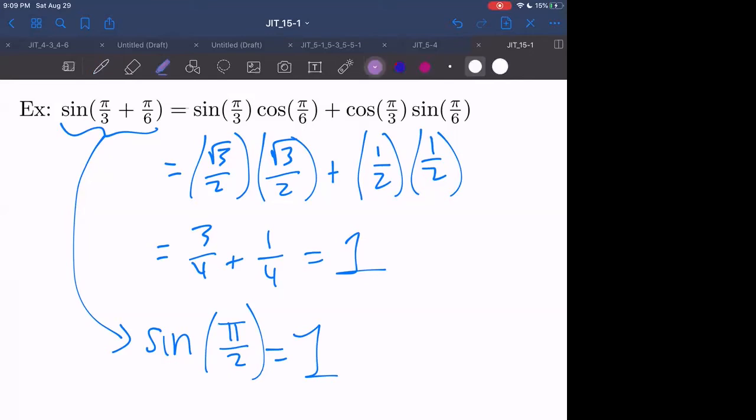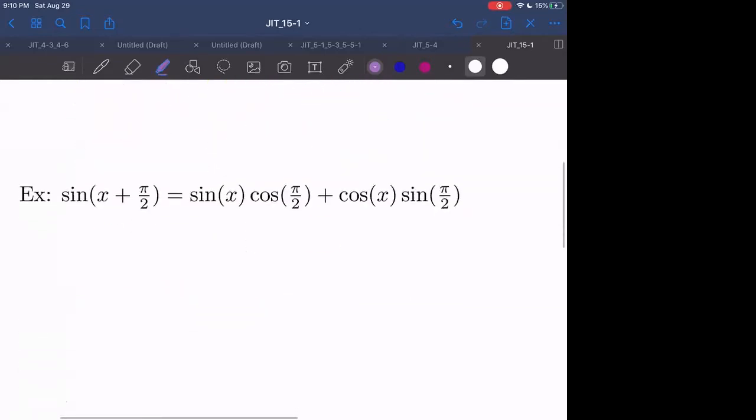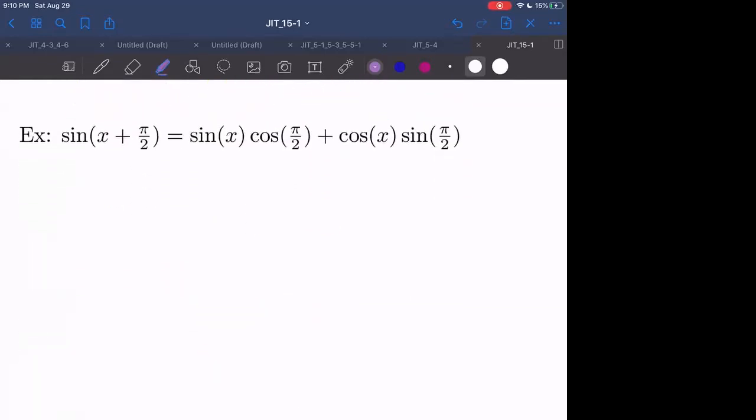Now, sometimes they won't, so in this case, they gave it to you with the addition. Sometimes they won't. Sometimes they might say, hey, what's sine of this? And then you have to figure out what two things you need to add or subtract to be your two numbers. Okay. And sometimes they'll leave it with a variable in there. So if we've got sine of x plus pi over 2, okay, we do the same thing. We get sine of x, cosine of pi over 2, plus cosine of x times sine of pi over 2.